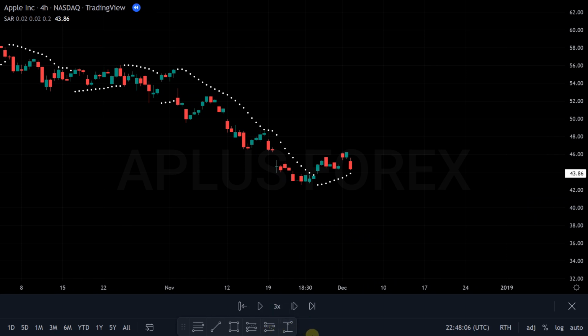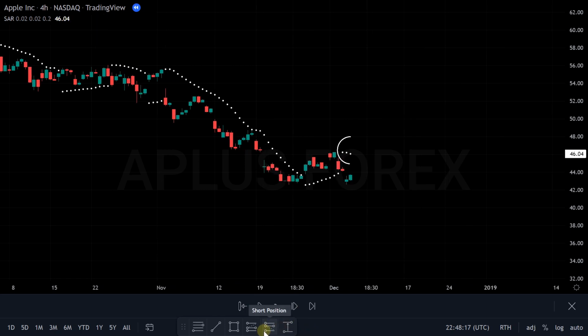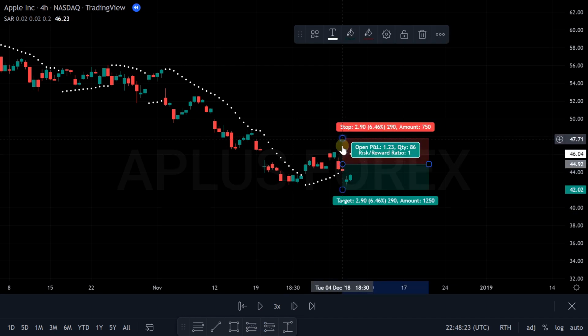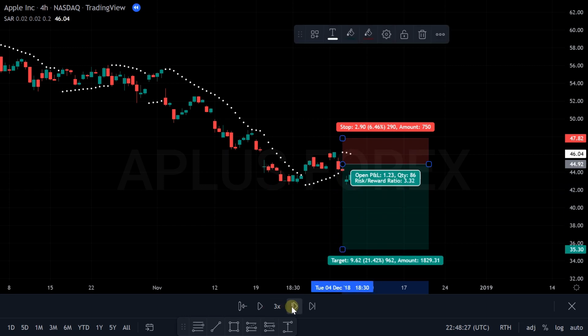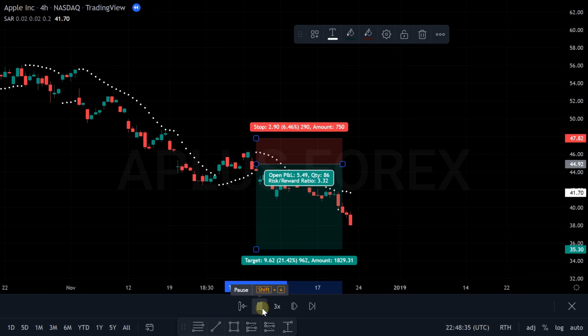When the market meets this condition, we wait for a bullish pullback to happen, like in this area. Then we get a sell signal from the SAR indicator, which is confirmed by this dot appearing above this candlestick. We take our trade, putting our stop loss slightly above the SAR indicator, and target a 1:2 or a 1:3 risk to reward ratio.